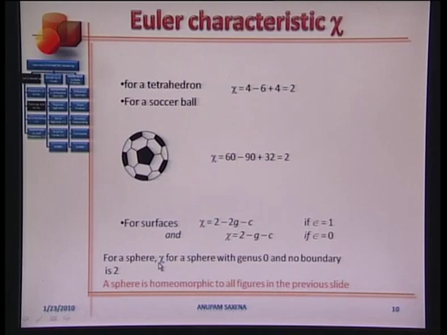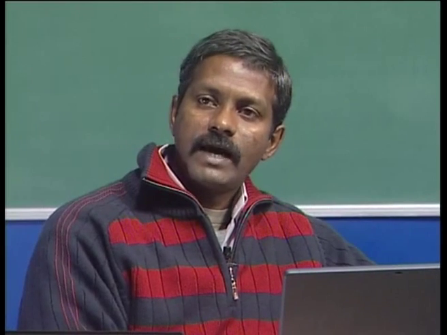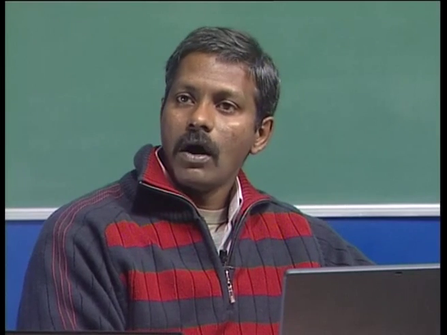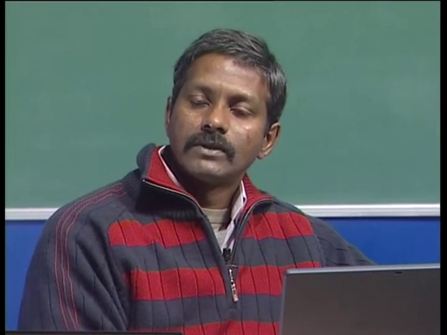For a sphere, the Euler characteristic will be 2 because the sphere has no genus value and it does not have any boundary. So g is 0 and c is 0. And we all know that a sphere is homeomorphic to all the figures in the previous slide and in this one. In fact, a sphere is homeomorphic to all polyhedral solids without any holes.